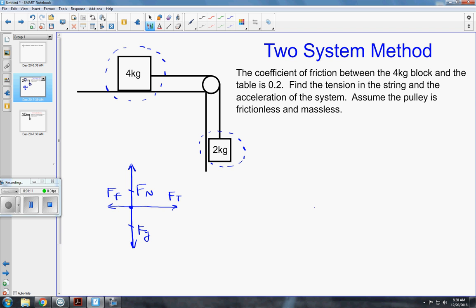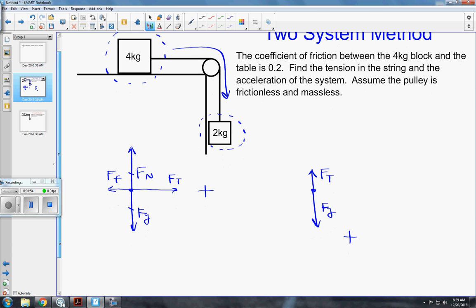Then for my force diagram for the 2 kilogram block, I've got force of gravity acting down and force of tension acting up. I didn't really draw this completely to scale because my two forces of tension should be equal in size, but that'll be okay. Now I'm going to choose a positive direction for this, and a pulley basically bends the positive direction. It changes the direction of the tension force without changing the magnitude of the tension force. So down is going to be positive for my 2 kilogram block, and to the right is going to be positive for my 4 kilogram block.